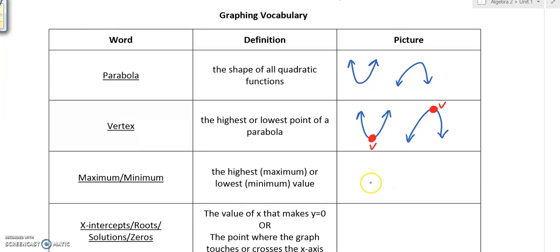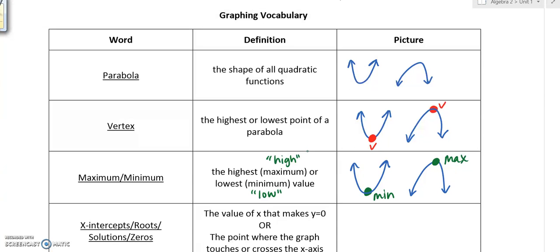Next we have maximum or minimum. And it really is exactly what that word is saying. If I have a parabola that is opening up, looking like a U here, at the bottom I have a minimum. That is my lowest point. So next to that word minimum, why don't you write the word low? Your smallest value. And then on the other side, you can have a parabola opening down, and you could have on the top here a maximum point or a maximum value. And next to the word maximum, why don't you write high, or biggest value.